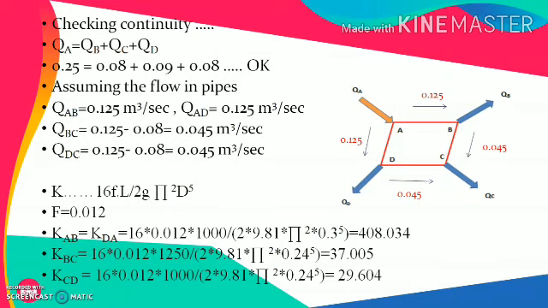Okay, so we will assume the flow through pipe AB and AD to be 0.125 meter cube per second. So it will once again satisfy the continuity, as flow entering into the node is 0.25 and flow leaving through the node is going to be the sum of 0.125 plus 0.125, so it will be 0.25.